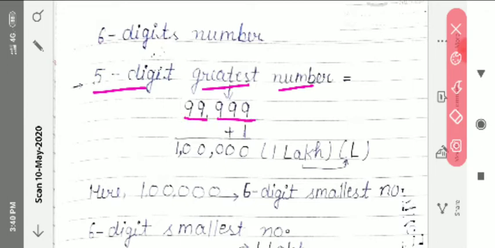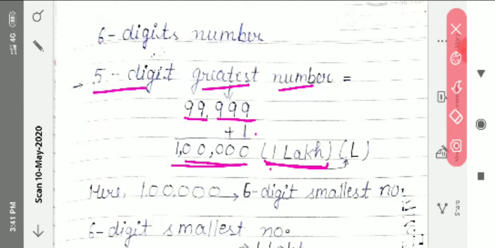99,999. If we add 1 here, it comes as 100,000. We call it 1 lakh. And here you can see how many zeros are coming in 1 lakh: 1, 2, 3, 4, 5. 5 zeros are coming here. In 1 lakh there are 5 zeros. Okay, so we call it 1 lakh.